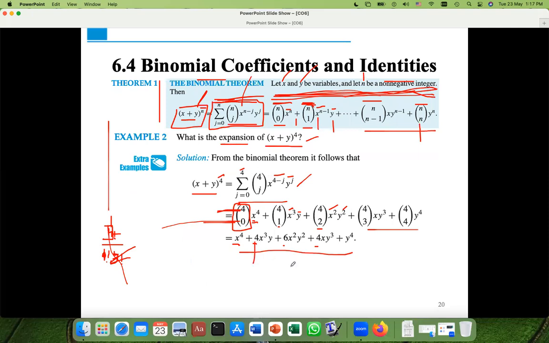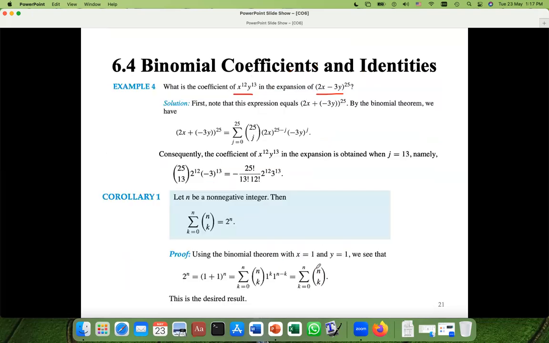I can ask, what is the coefficient of x^3 y? You can say 4. What is the coefficient of x^2 y^2? You can say 6. What is the coefficient of x y^3? You can say 4. Here, what is the coefficient of x^12 y^13 in the expansion of (2x minus 3y) power 25?